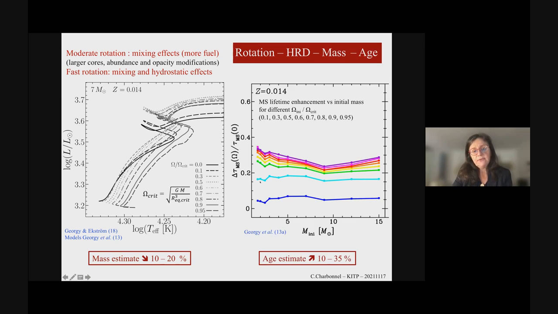And here you can see for these kind of models with different masses. So these are models made by Geneva people, where you can see the variation of lifetime for stars of different initial masses, and for different ratio of the initial versus the critical rotation velocity. So here, if you go to very extreme rotation, you can have an increase up to 35% in the mass range considered here.